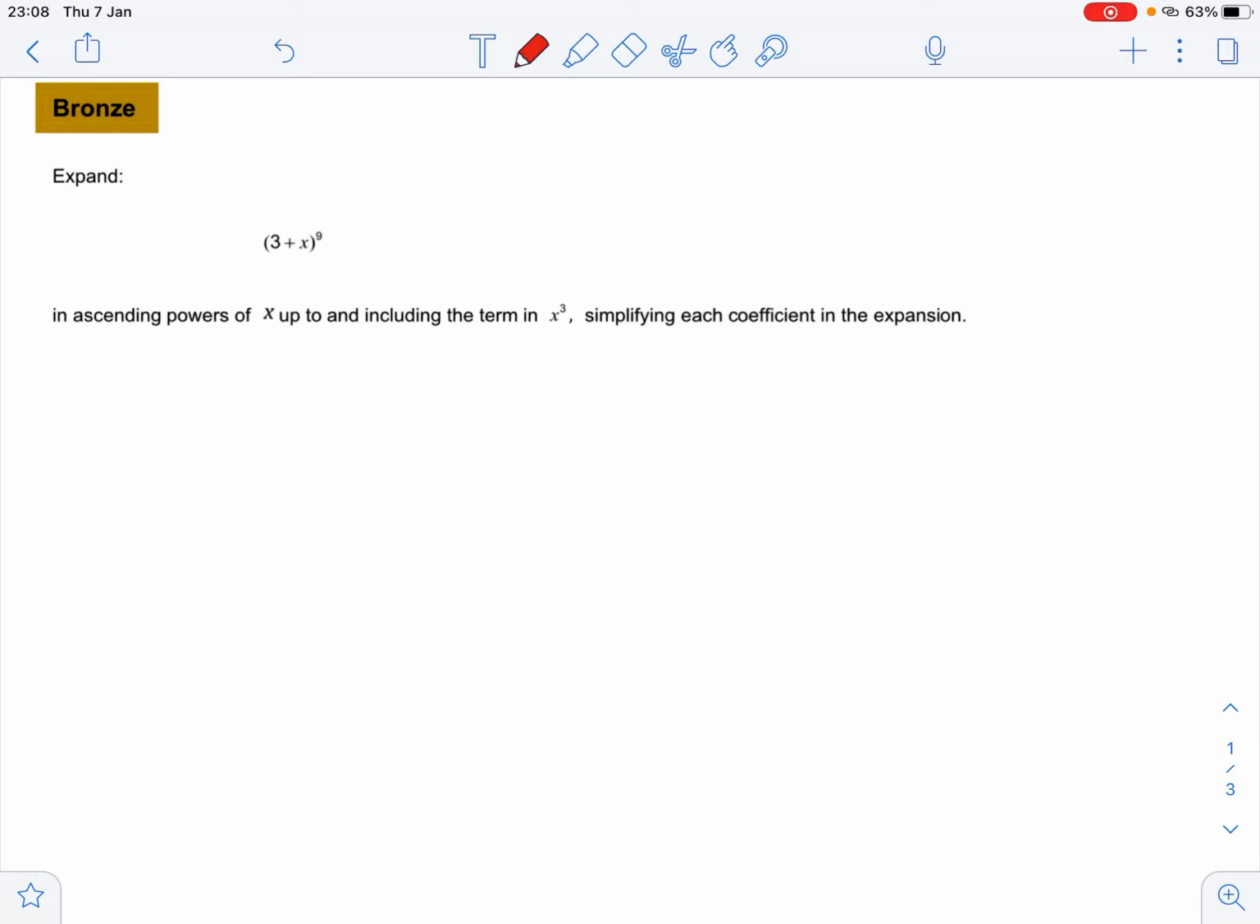Hello everyone. So, the bronze question asks us to expand (3 + x)^9 in ascending power of x, up to and including the term x cubed. Simplify each coefficient in the expansion. So I want you to write down some steps to help you answer this type of question.